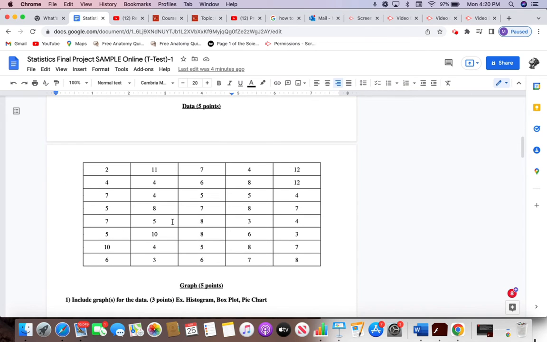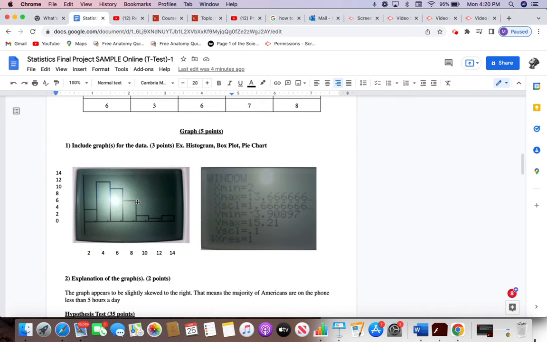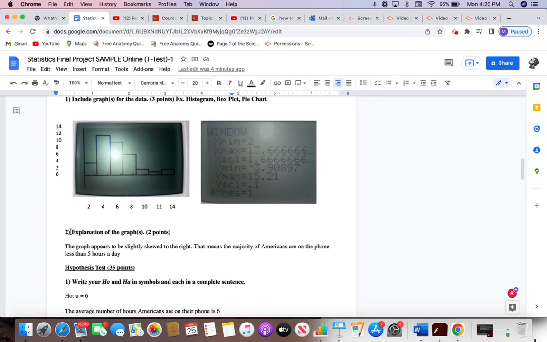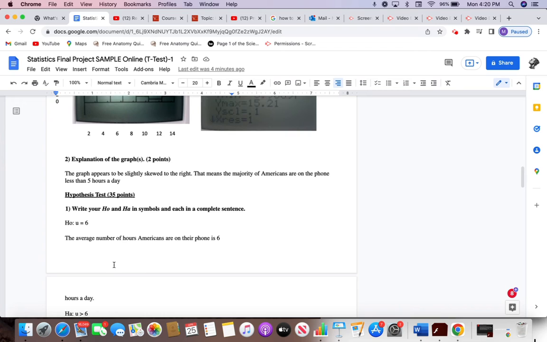This is the data I collected. I did a histogram, and as we can see, the graph appears to be slightly skewed to the right, and this means that the majority of Americans who are on their phone are on it less than 5 hours a day.